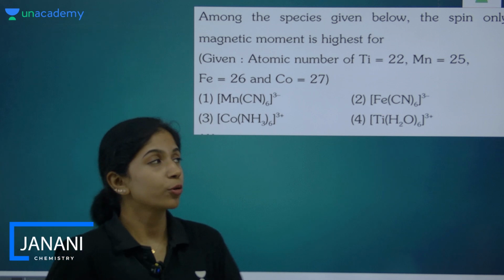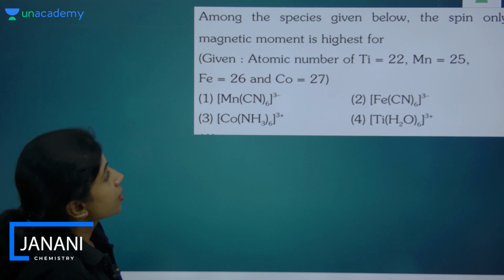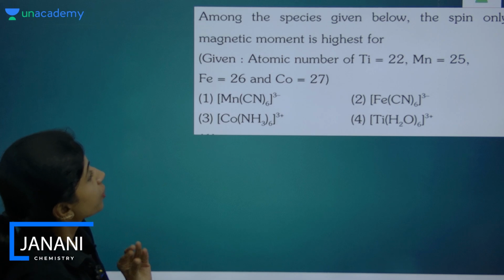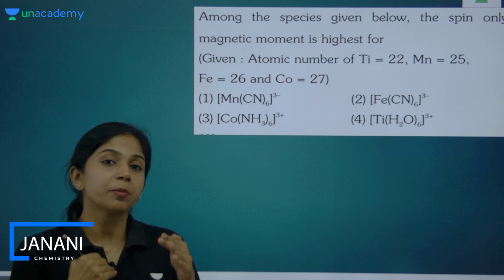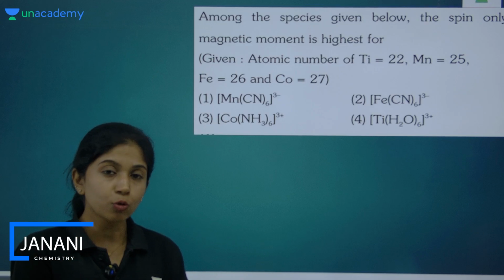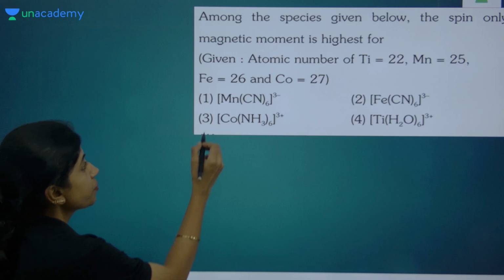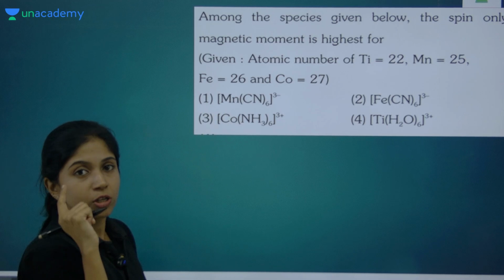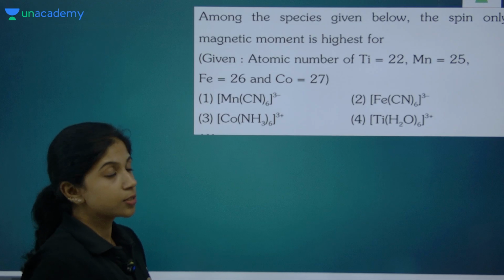Next question on the board, again this is from coordination chemistry. They've asked you to find out the complex that is having the highest spin only magnetic moment. In such complexes, the complex which has more unpaired electrons will have a higher spin only magnetic moment. In that way, for this complex the unpaired electrons is 2, and in the second and fourth options the unpaired electron is 1.